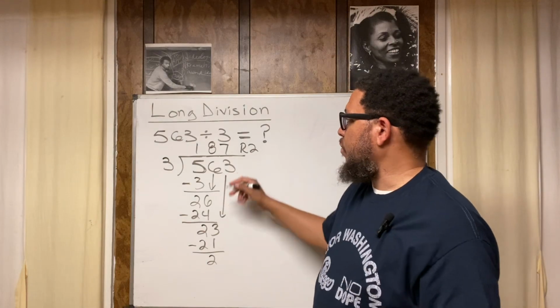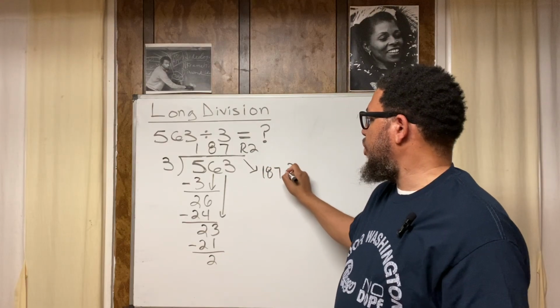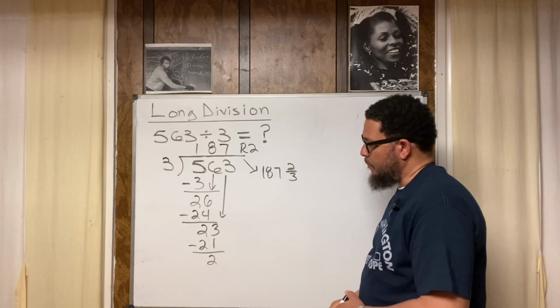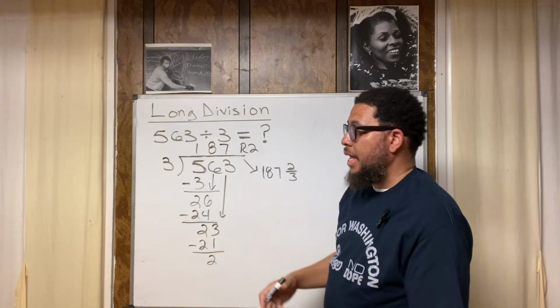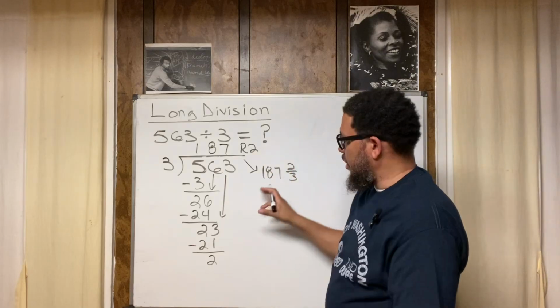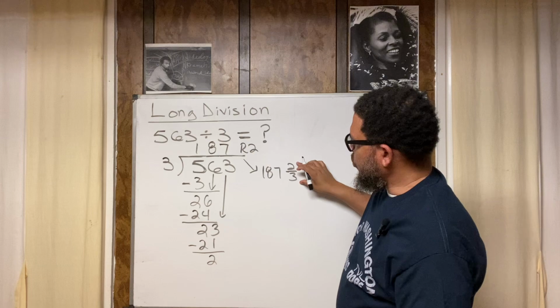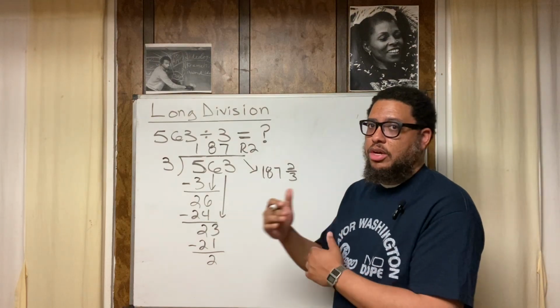So another way you could write this is you could say 187 and 2/3. Now, why does this make sense? Because this tells us that 187 threes can fit into 563. And then that cushion between 563 and the 561 that 187 of them would make leaves you 2. So 2/3 of a 3. 2/3 of 3 can also fit.